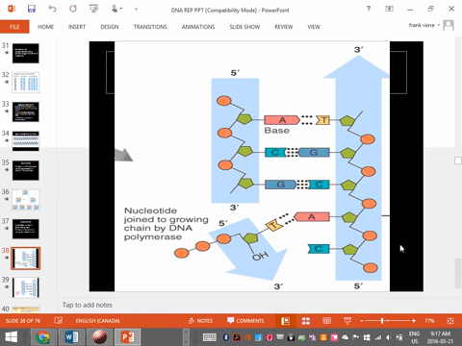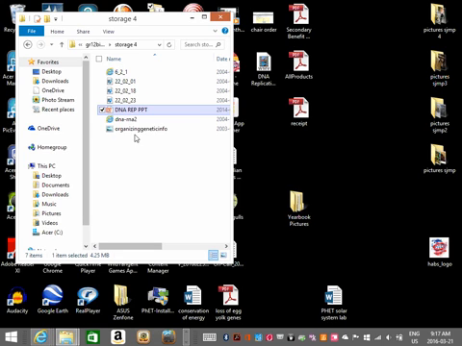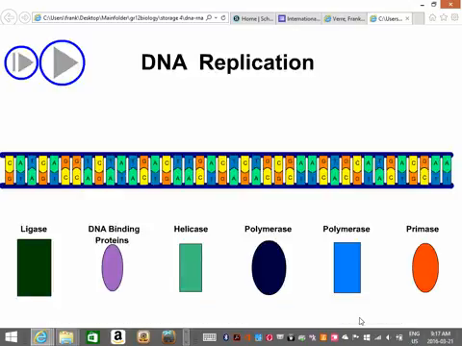So let's talk about how DNA is copied. It's a really simple process. I'm going to start with an animation that's going to show you the basic idea of how DNA is copied. Here is a strand of DNA, and you can see that complementary base pairing. You can see that C pairs up with G and A pairs up with T.